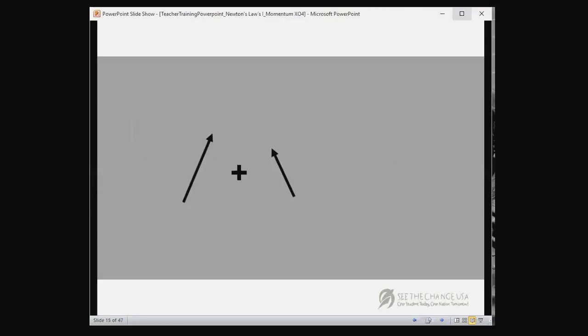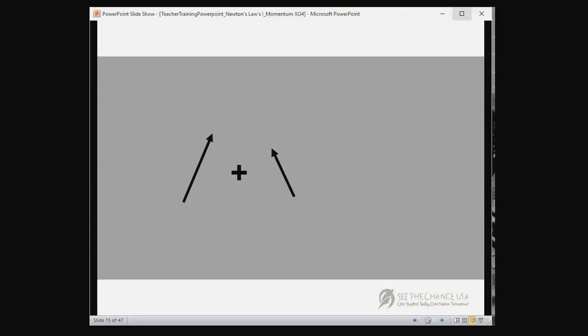So imagine you have these two vectors. And now imagine that these vectors represent the momentum of two different objects. Let's say they're two different billiard balls. One billiard ball is moving with this momentum, going this direction, and another billiard ball is moving with this momentum. If we have these two billiard balls just rolling, and we want to know what the total momentum is, we need to add these vectors together. So how do we add vectors together?